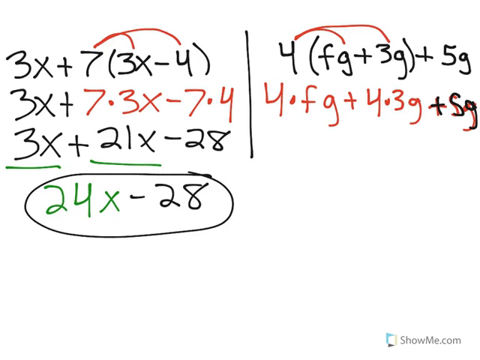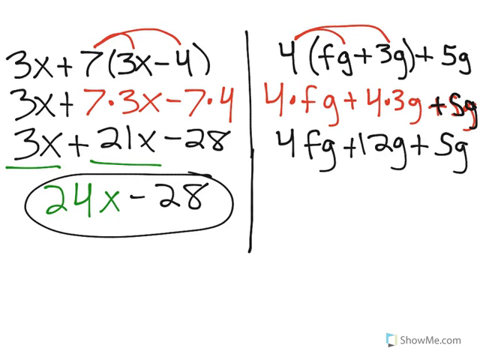Alright, anyways, 4 times FG, I already kind of gave it away. That's going to be 4FG. You technically can have more than one variable in the coefficient. So 4FG. Now, 4 times 3G, well, that's 12G. And it's positive, so it's a plus sign. And I'm going to bring down the plus 5G.